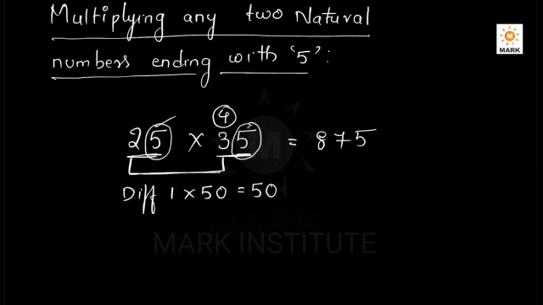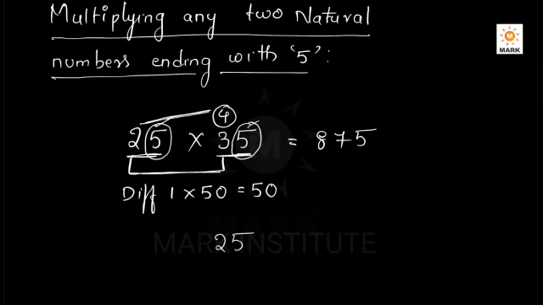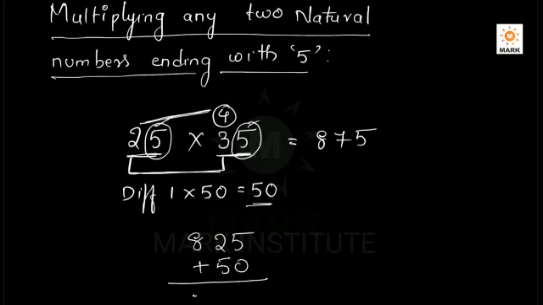5 into 5, always there is 25. You write 25. Now multiply these two numbers, the smaller number and the next higher number you have written, that is 3 into 4, 12, so 1225. Whatever the difference into 50 product you got, add that number. Your answer is 875.